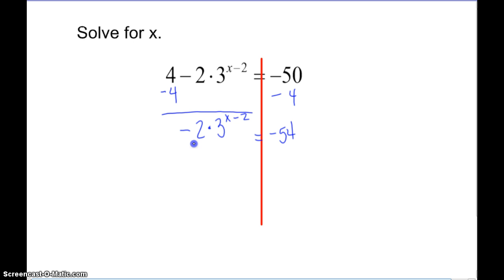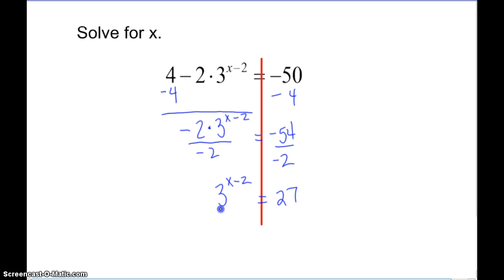The 3 is affected by the exponent, so in order to get rid of the negative 2, you must divide both sides by it. When I divide both sides by the negative 2, I am left with 3 to the x minus 2 equals positive 27.